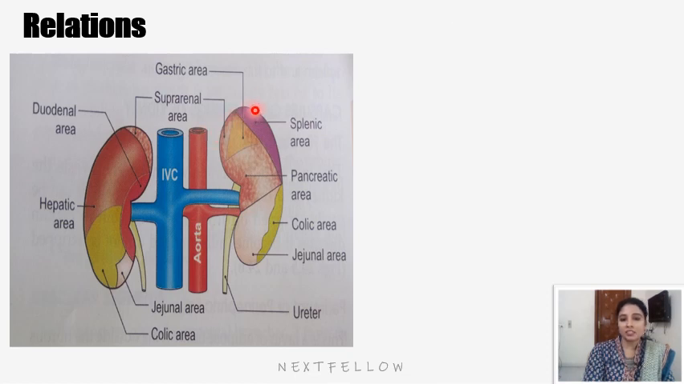Let's see the left side relations. So on the left side, the left suprarenal gland is related. On the left side, the spleen is also related, the splenic area. Then here is the suprarenal gland, and this is the gastric area. This triangular area is gastric. It is related to the stomach, and it is related to the pancreas, and it is related to the colon, and also it is related to the coils of intestine, which is called the jejunal area. So these are the anterior relations of right and left kidneys.